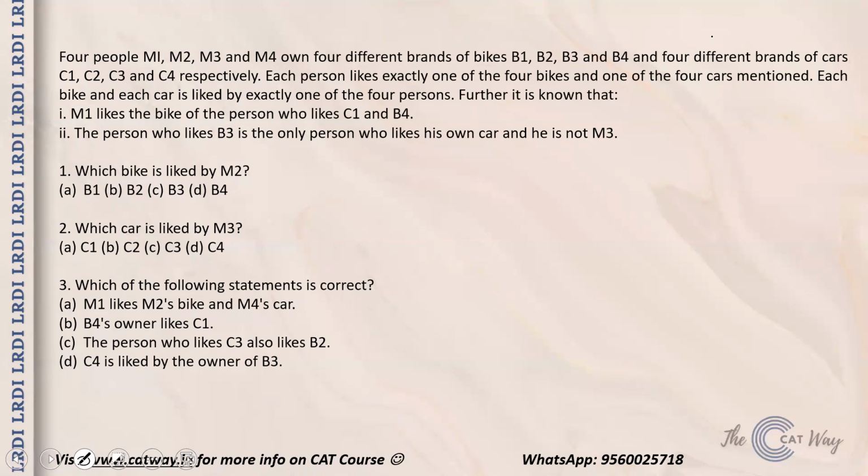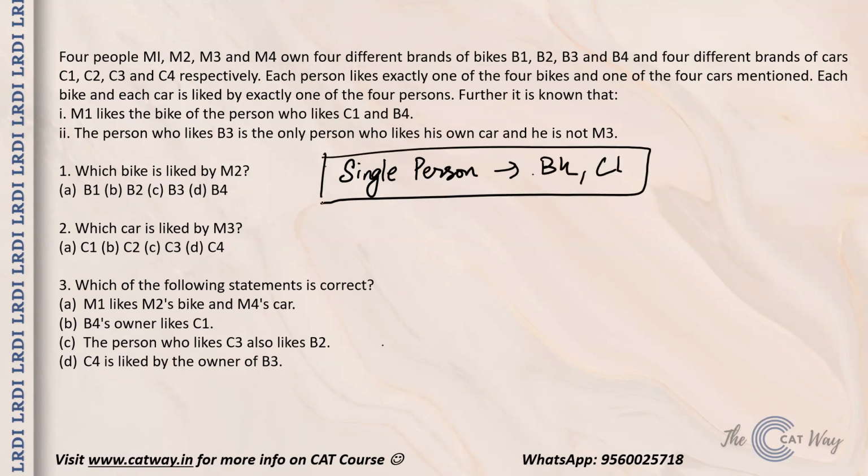Further, it is known that M1 likes the bike of the person who likes C1 and B4. Okay. So M1 likes the bike of the person who likes C1 and B4. That means a single person is there who likes B4 and C1. There is one single person who likes B4 and C1.